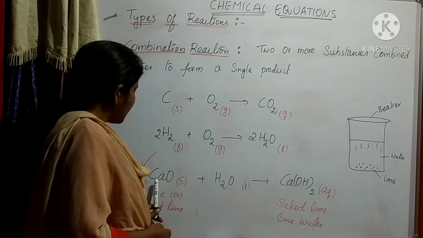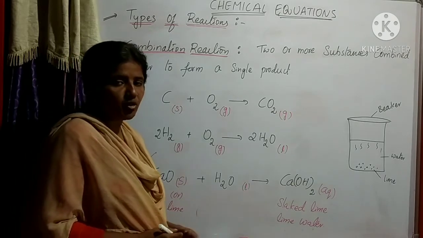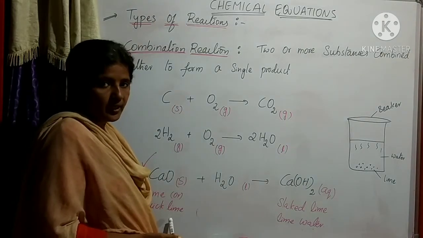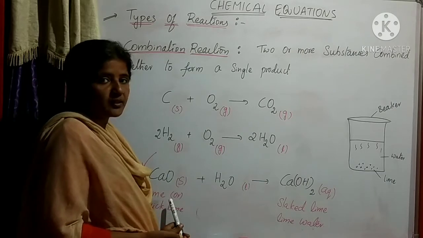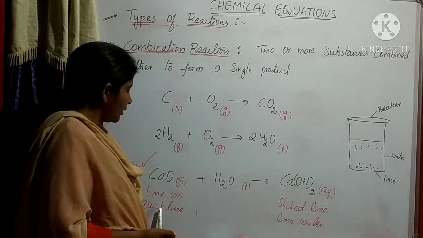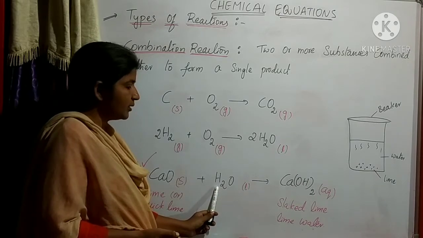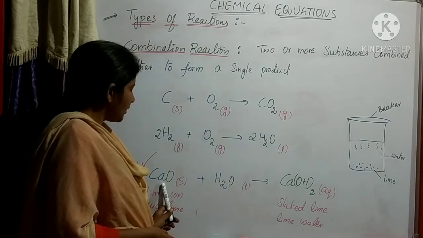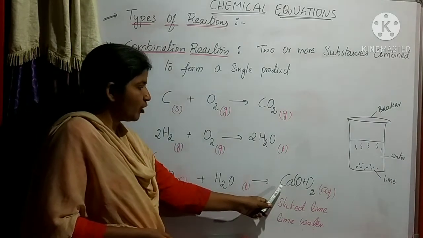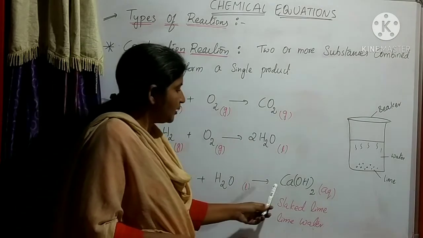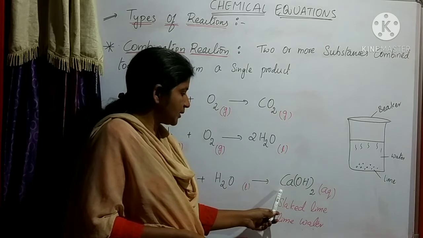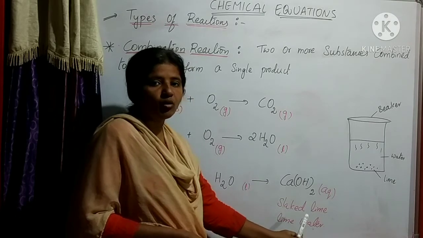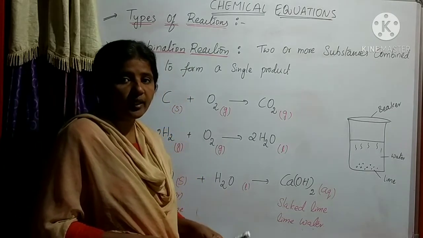And look here, calcium oxide, lime, another name quicklime. Calcium oxide, formula CaO. Lime or quicklime is reacting with water and forming calcium hydroxide. So calcium oxide combines with water and forms calcium hydroxide, a single product. So it is said to be a combination reaction. Other names of calcium hydroxide are slaked lime or lime water.